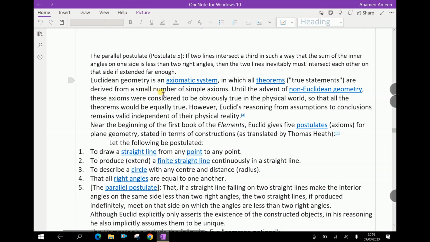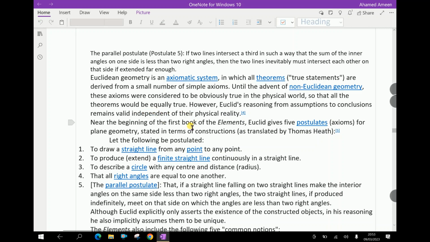Euclidean geometry is an axiomatic system in which all theorems, that is true statements, are derived from a small number of simple axioms. Until the advent of non-Euclidean geometry, these axioms were considered to be obviously true in the physical world, so that all the theorems would be equally true.